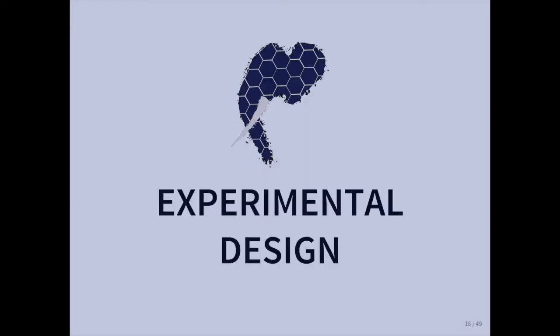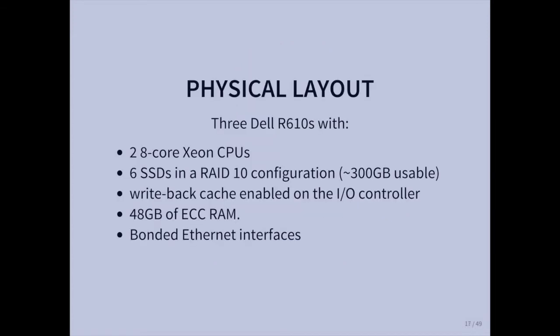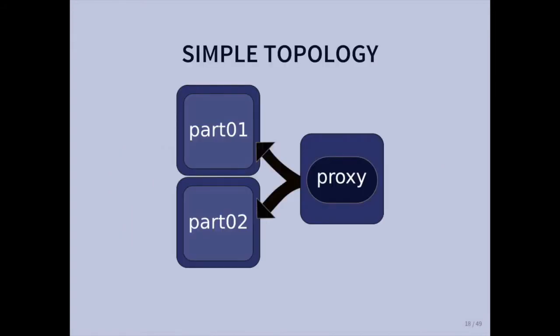So we have an experiment to determine whether or not this is a feasible system to replace HBase. I'll take questions at the end just to save time because we're running low already. We had 3 Dell nodes that are pretty fast. The initial simple topology was just testing out what it looks like to use PLProxy. We only have 2 data shards and 1 proxy shard.